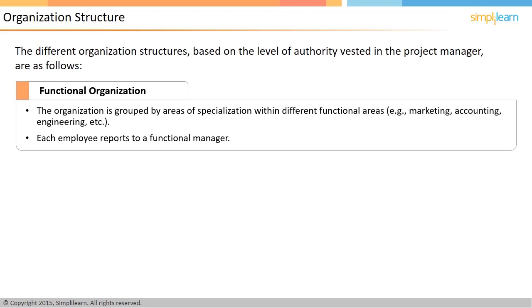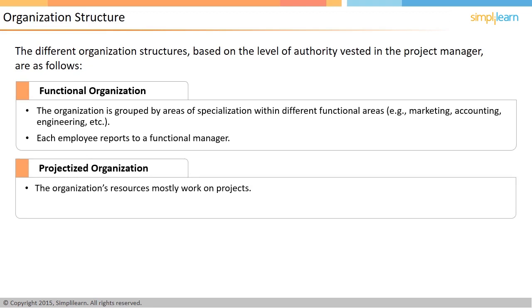If a project requires any assistance from another department, the request moves from the head of the requesting department to the head of the concerned department. The team members do their normal departmental work in addition to the project work. The next type of organization is projectized organization. In such organizations, there are no departments. The organization's resources mostly work on projects. Team members report to a project manager. The project manager has complete control over the resources. When the project is completed, either they move on to another project or they look for some job outside the company. They do not have a department for themselves.